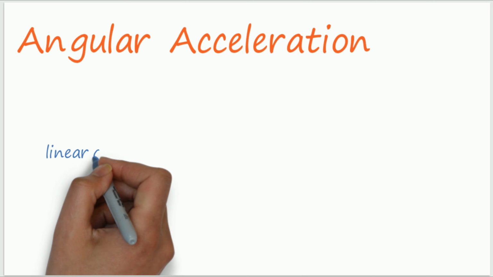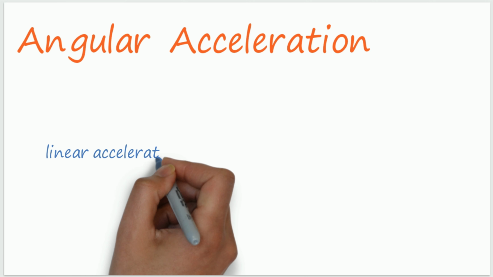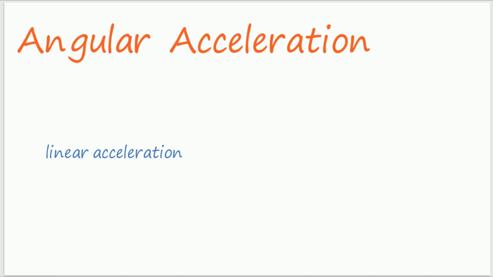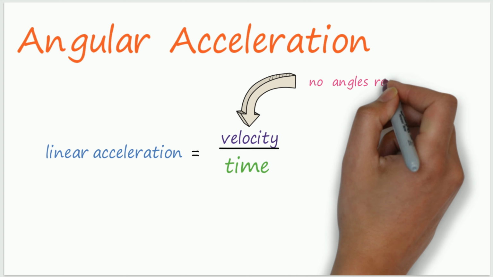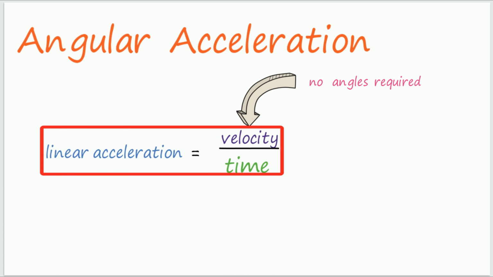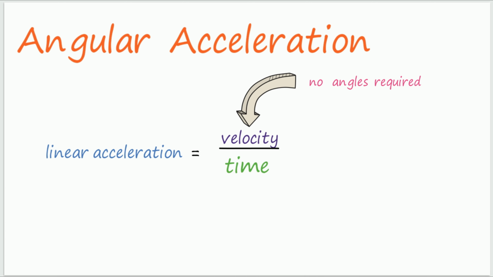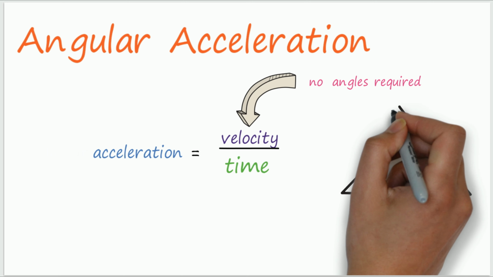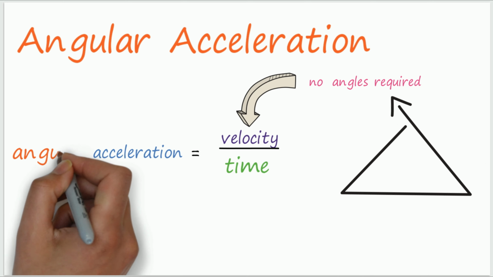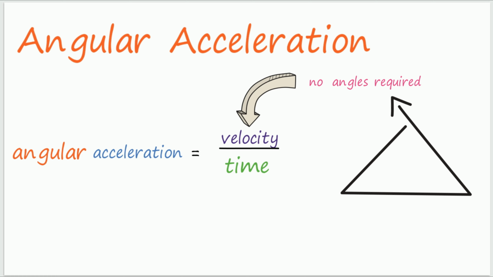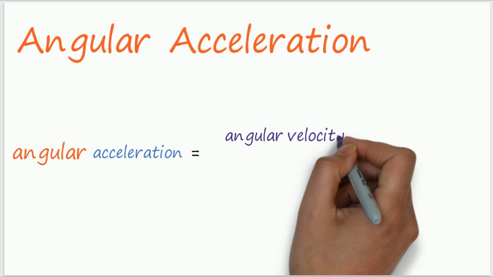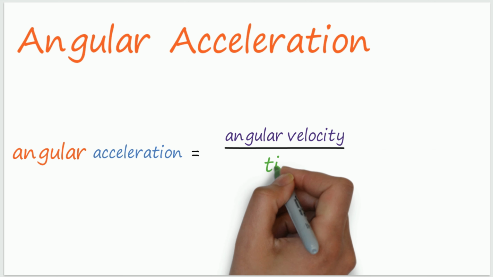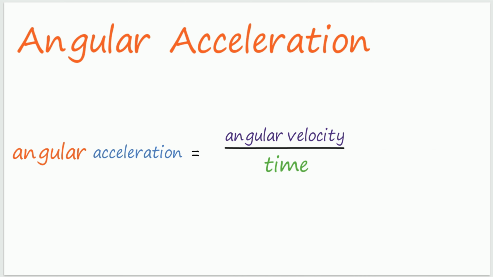Now, the same concept applies to angular acceleration. We know that linear acceleration, or acceleration in a straight line, is velocity by time, which means there is an increase or decrease in velocity with a change in time. But here we are dealing with angles and not distances. So we have to modify the expression by eliminating velocity and instead including angular velocity. So the expression becomes angular velocity by time.